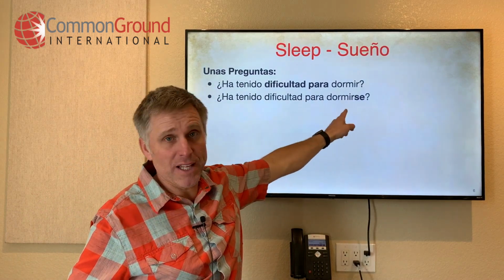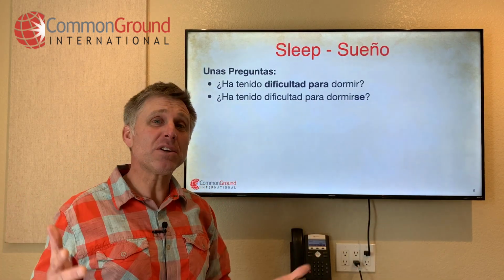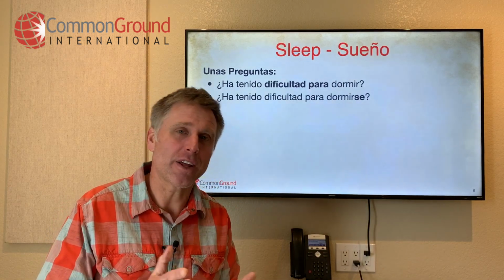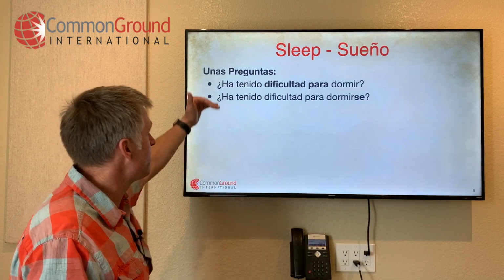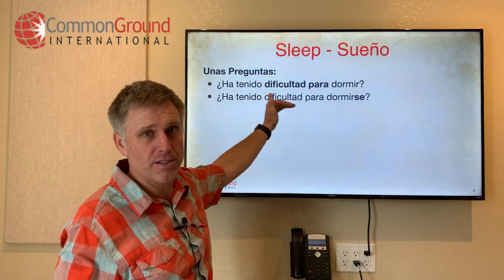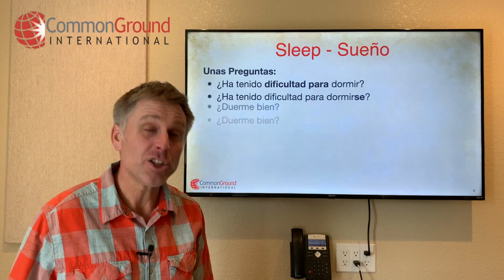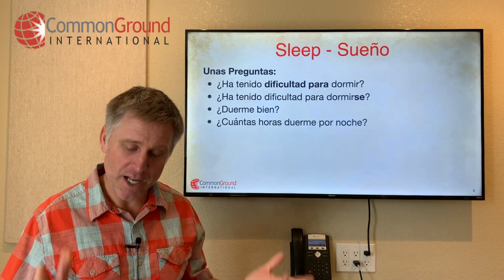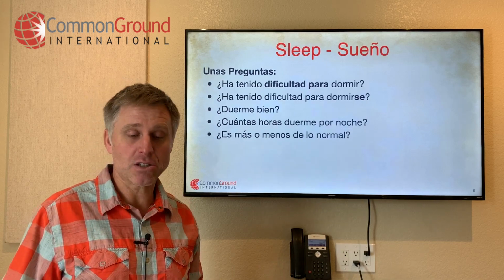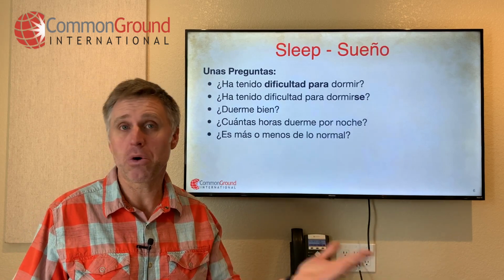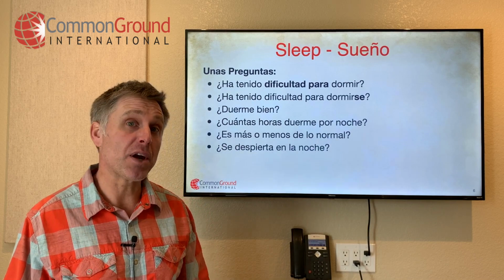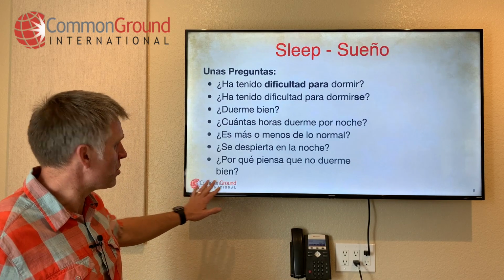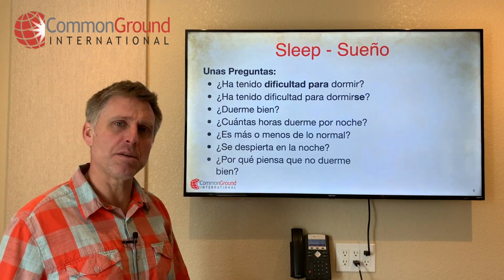Okay, now dormir es reflexivo. What's the difference? Dormirse reflexivo es la acción de falling asleep. And so we have difficulty sleeping, difficulty falling asleep. Okay, reflexivo. Duerme bien. Do you sleep well? ¿Cuántas horas duerme por noche? How many hours a night do you sleep? ¿Es más o menos de lo normal? Is that more or less than normal? ¿Se despierta en la noche? Do you wake up at night? ¿Por qué piensa que no duerme bien? Why do you think you're not sleeping well?